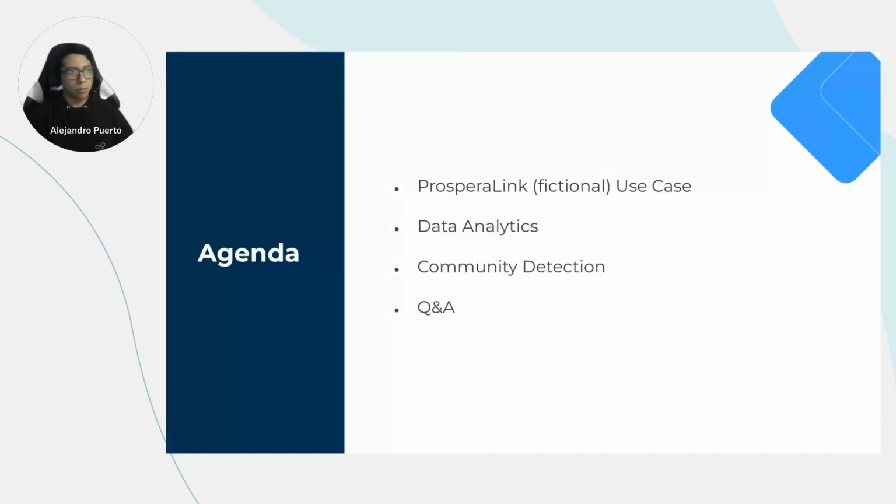This is going to be real quick. We will look at the agenda. We first get to know Prospera Link, a fictional use case. Then we will see a dashboard made with NeoDash for data analysis process and some application for community detection. And if you have any questions, you can make them in the Q&A chat.